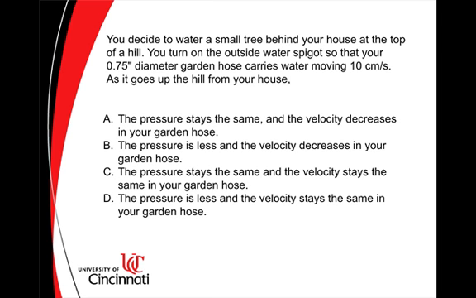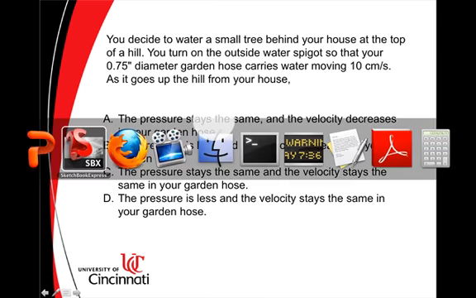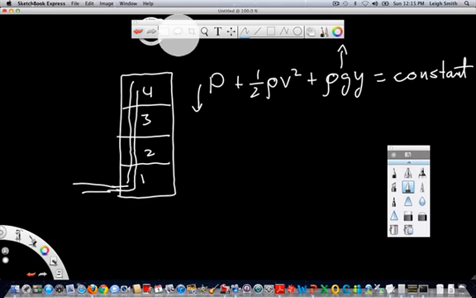This next one's sort of similar. You decide to water a small tree behind your house at the top of a hill. You turn on the outside water spigot so that your 3/4 inch diameter garden hose carries water moving at 10 centimeters per second. As it goes up the hill from your house, it asks what about the pressure and the velocity. So, same deal.